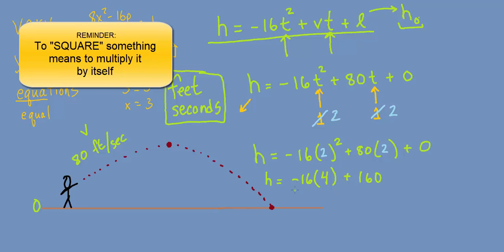All right, now we have to do negative 16 times 4. That's going to be negative 64. And then 160 plus that. So negative 64 plus 160 is 96. So that means after 2 seconds, the height of the ball is 96 feet.